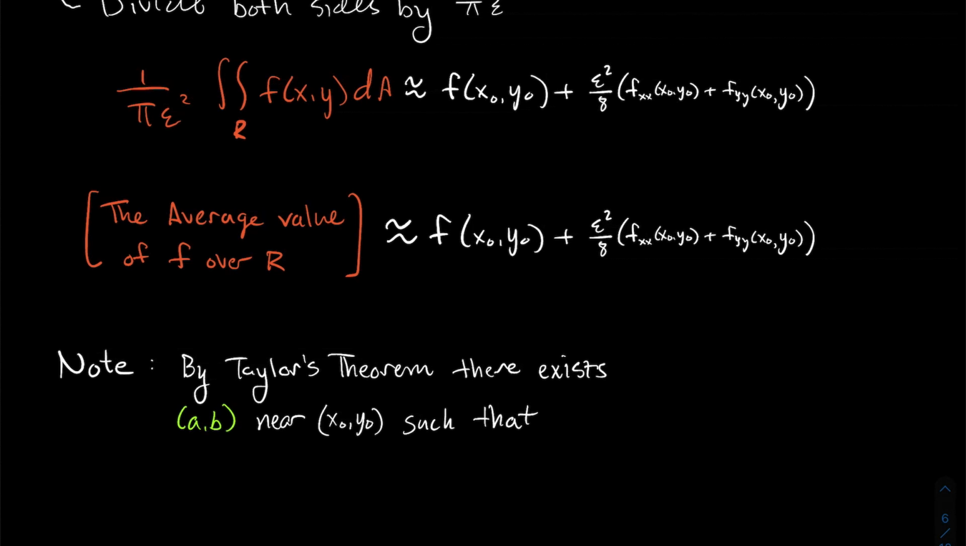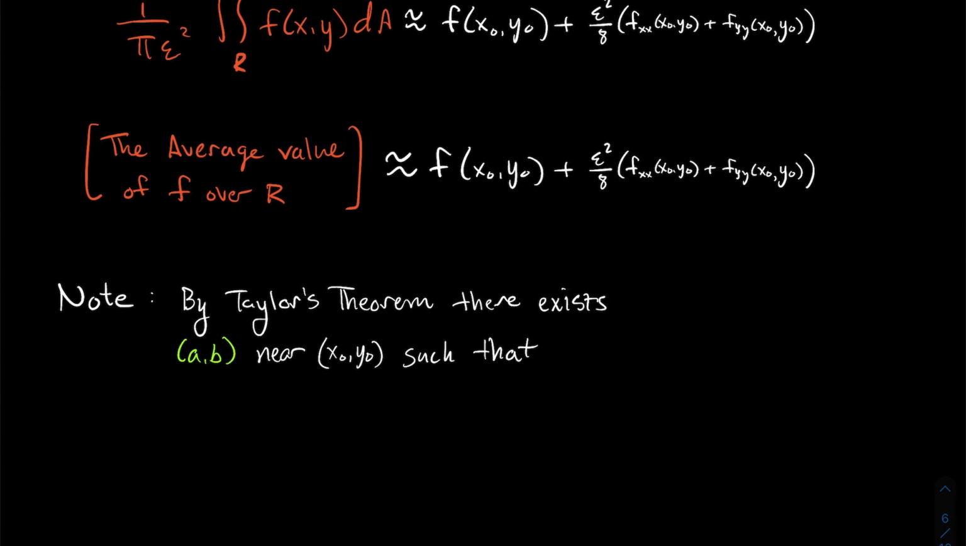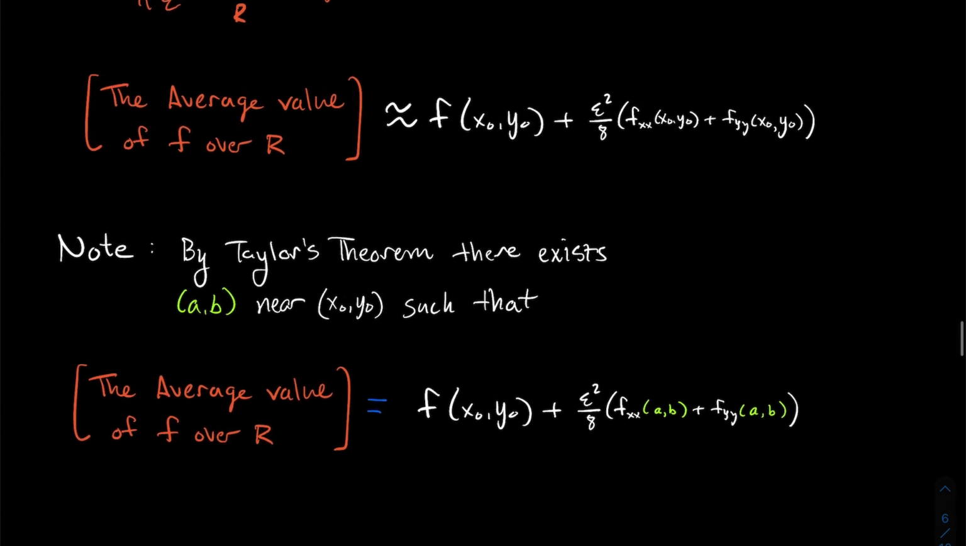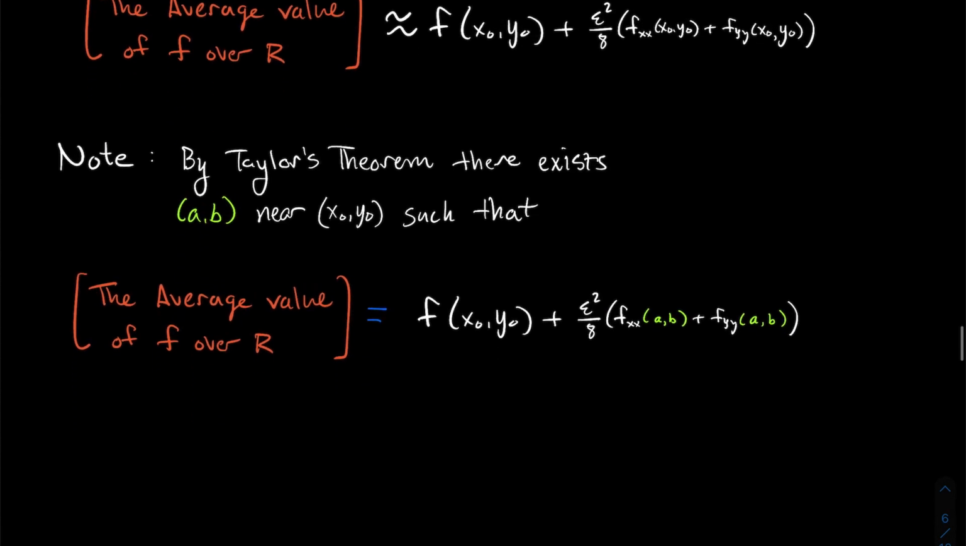Taylor's theorem tells me that I could do a little bit better than just this approximation. Taylor's theorem tells me how to get an equality there. It tells me that there's something called a remainder term that gives me an equality there. And I'm going to invoke that now. I know that I can find a point near the center, called AB, such that I get an exact equality here when I plug AB into the sum of those two second partial derivatives. So notice I'm changing from this average value being approximately equal to this stuff to this average value being exactly equal to this stuff.